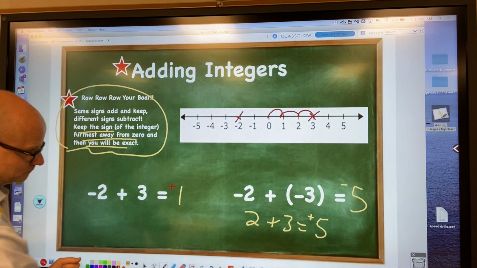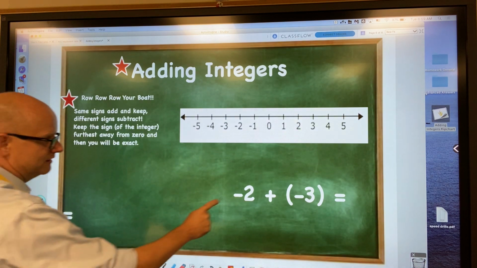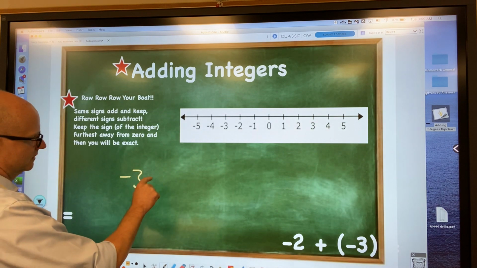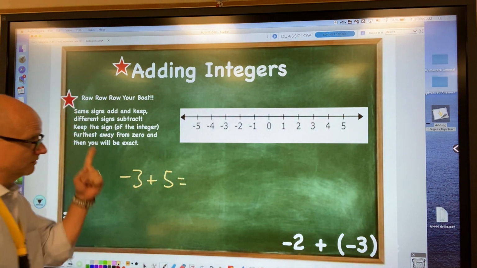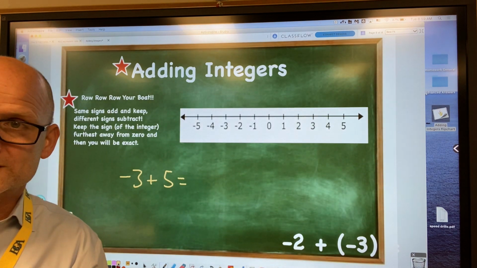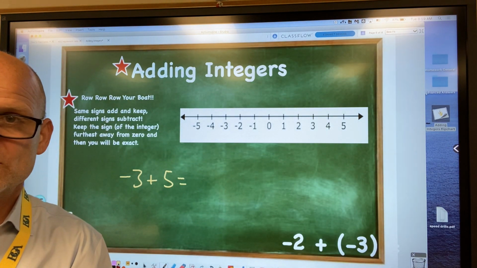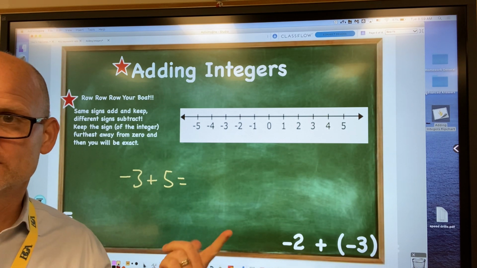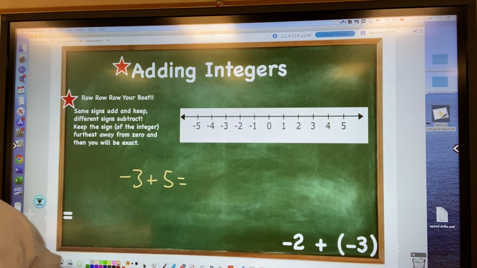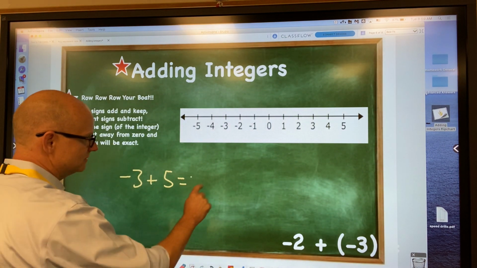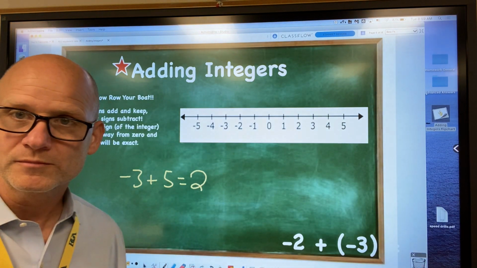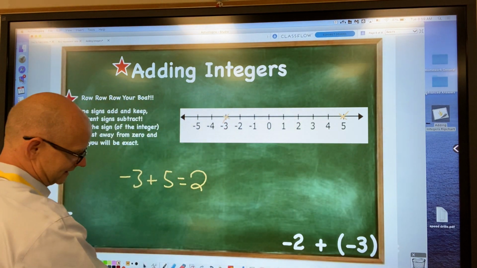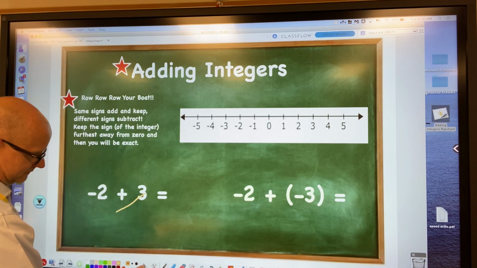So let's just try this again. Let me give you a problem here to think about. How about -3 plus 5? Look at what it says here. Row, row, row your boat. Same signs, add and keep, different signs, subtract. So are we gonna add and keep, or are we gonna subtract? And the answer is, right here, we're gonna subtract, right? And then it says you keep the sign that's furthest away from 0. So this 5 is further away from 0 than this -3.